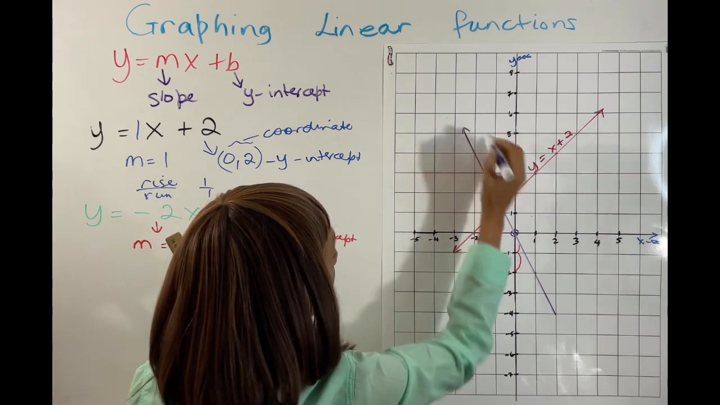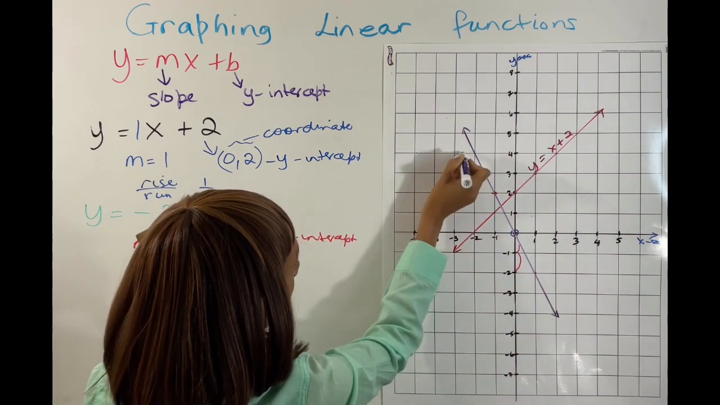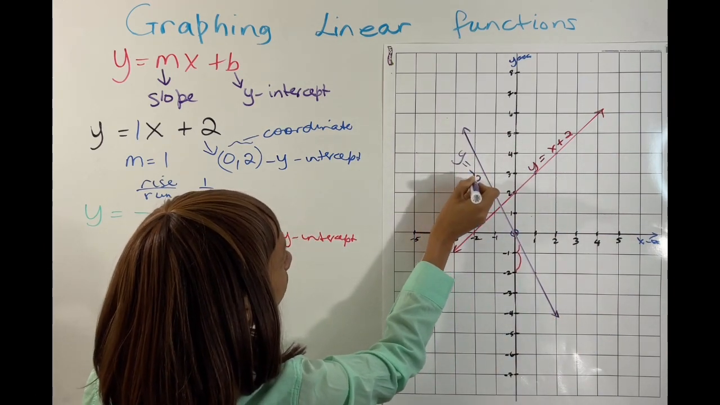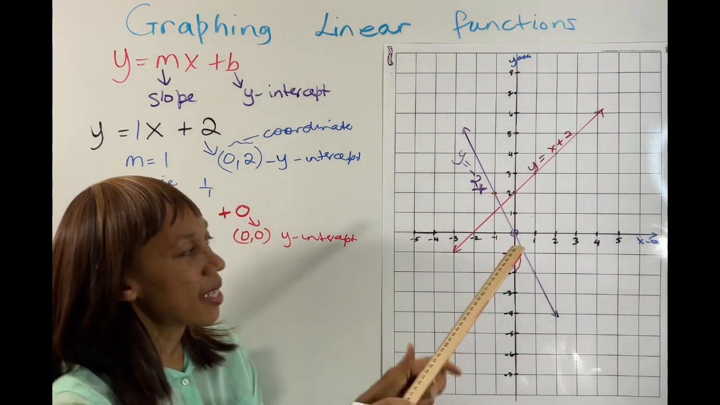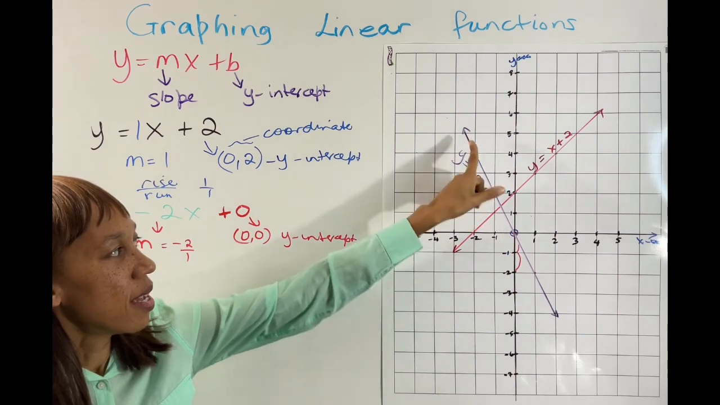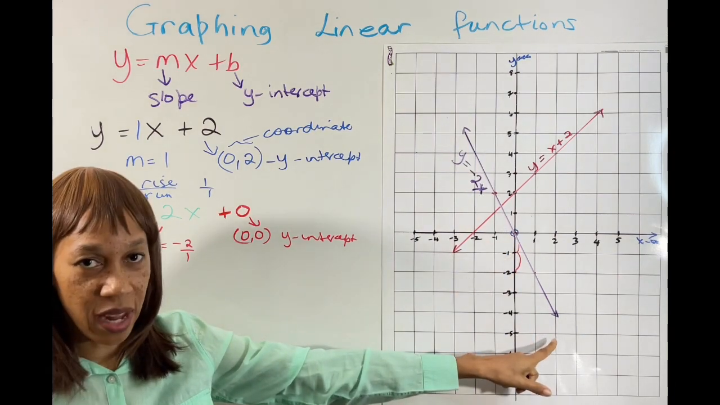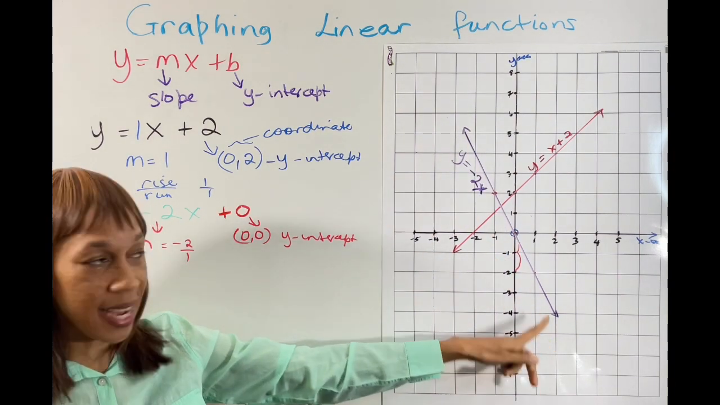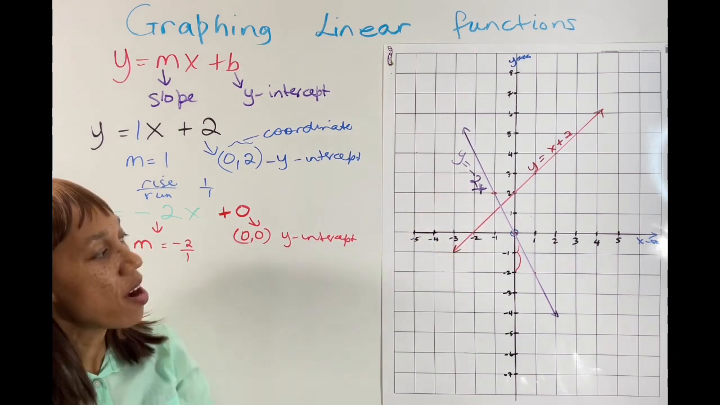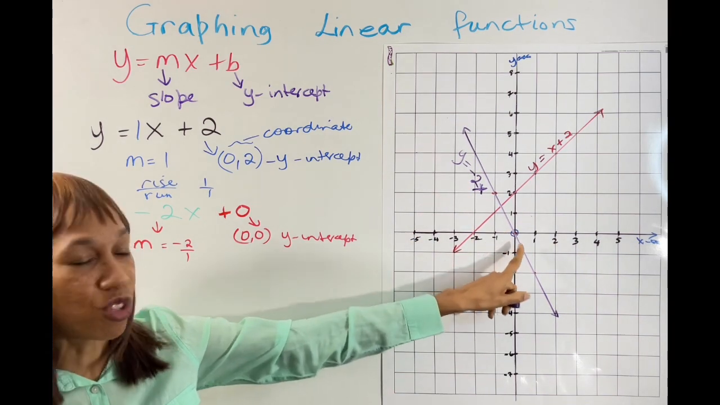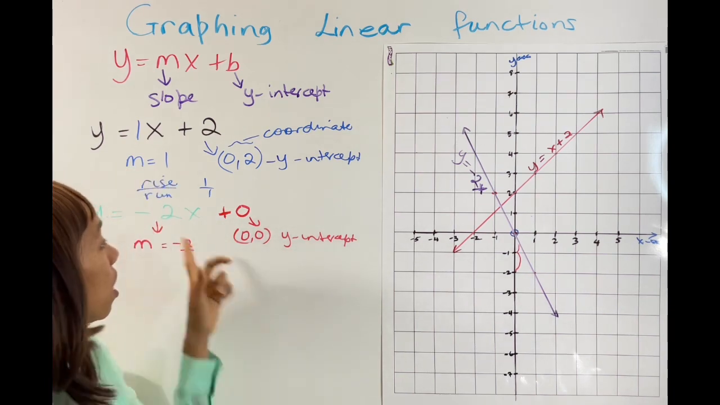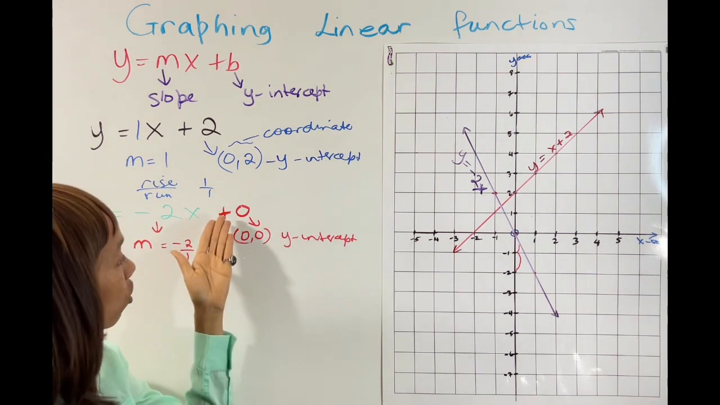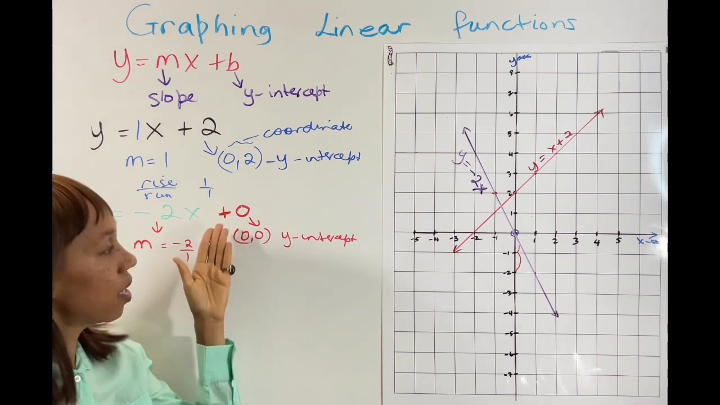And you will label it. This is going to be y equals -2x. You will notice that it is going down the hill, meaning that the slope is negative. That's what we have here. And it passes through the origin. That's why it's simply written as y equals -2x. We just throw in the plus 0.